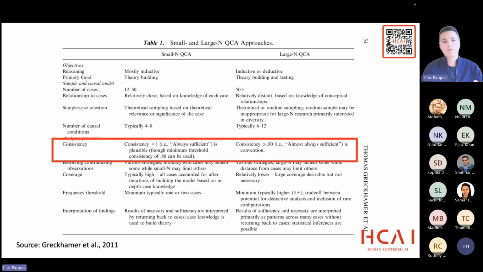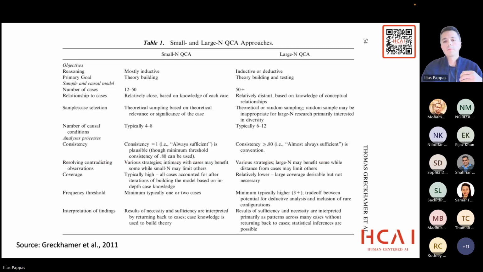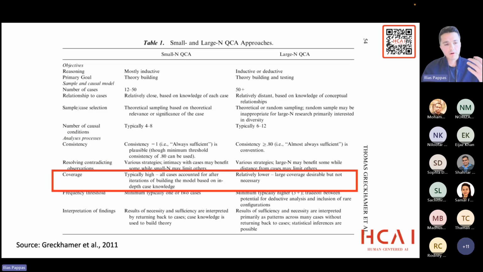Now here, when you have a very small N, consistency will be 1. When you have a large N, consistency will be lower. The coverage is expected to be very high when you have a small N, because you also want all your cases to be part of the sample. You want all your 15, 20, 30 cases. Coverage will drop the larger the sample is, and that is absolutely fine.